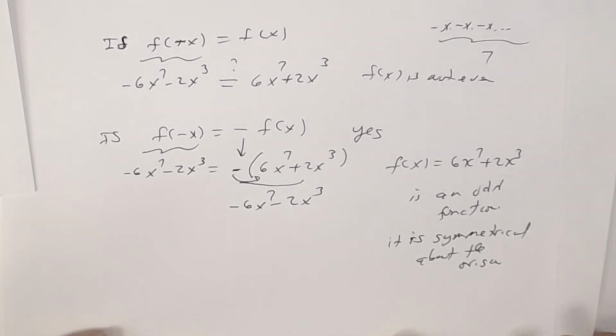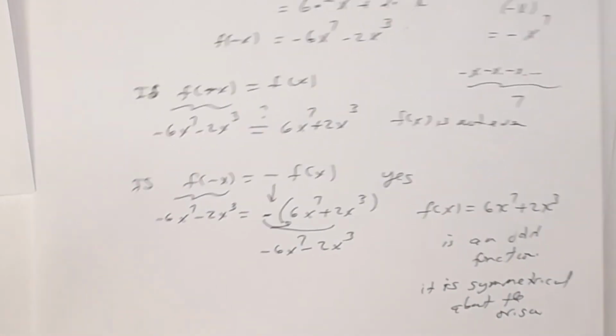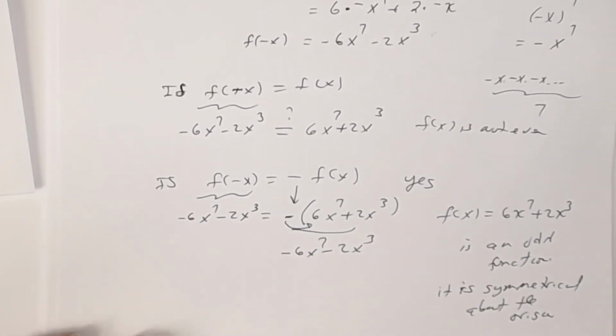All right, so that's what you're going to do. That's how you do that. You just go through those two thought processes. All right, let's do another one, number 2.